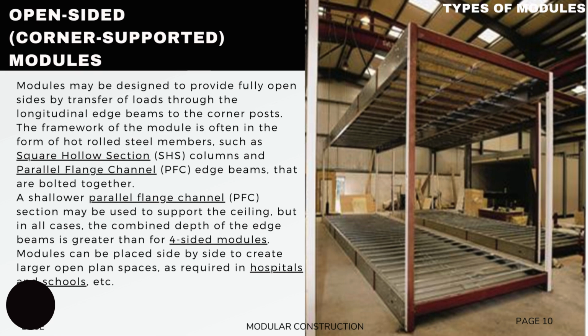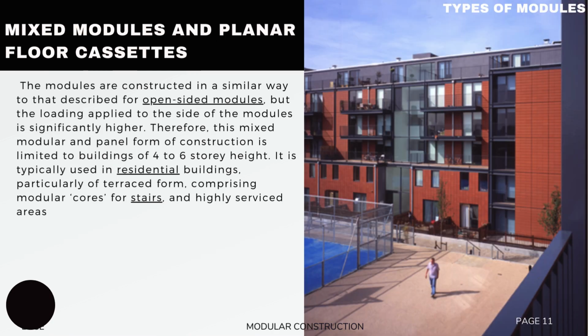Also, we have the open-sided corner-supported modules. It can be designed to provide fully open sides by transfer of loads through the longitudinal edge beams to the corner posts. A shallow parallel flange channel section may be used to support the ceiling, but in all cases, the combined depth of the edge beam is greater than for four-sided modules. It can be placed side by side to create larger open space as required in hospitals, schools, etc.